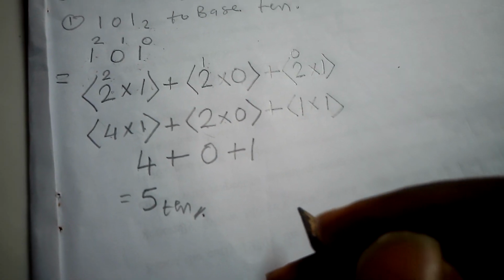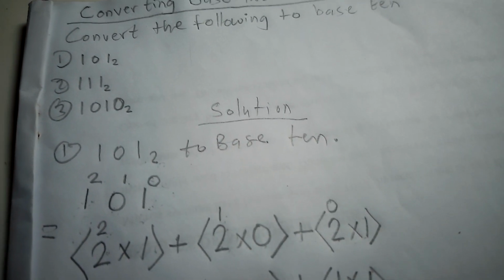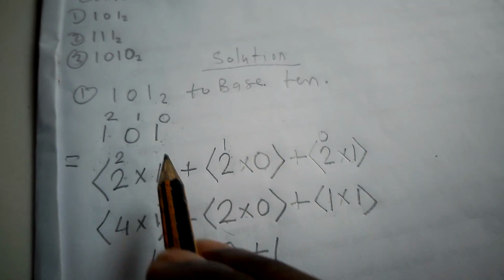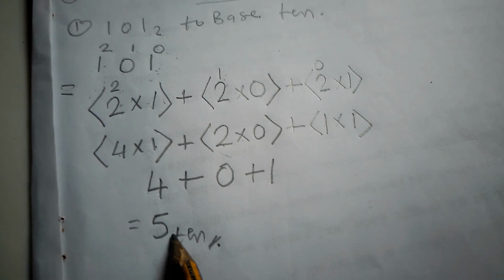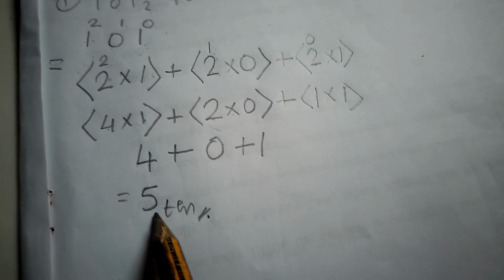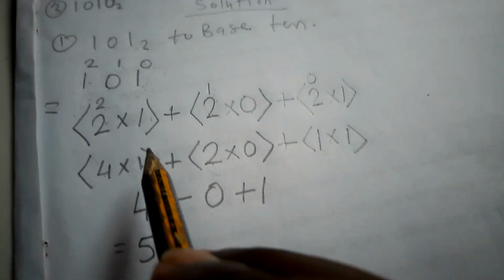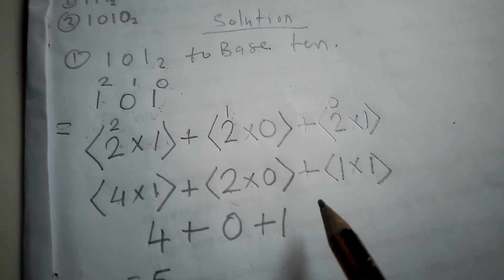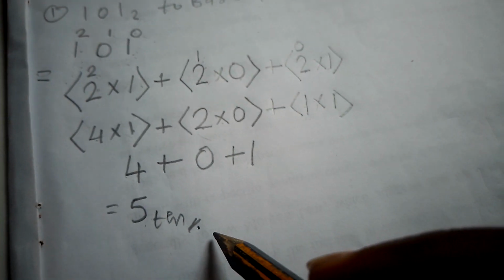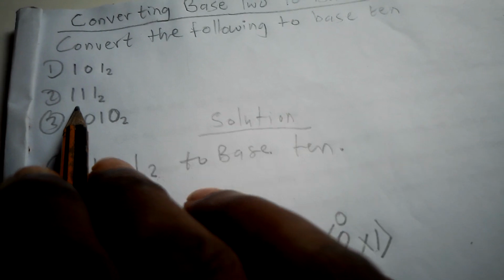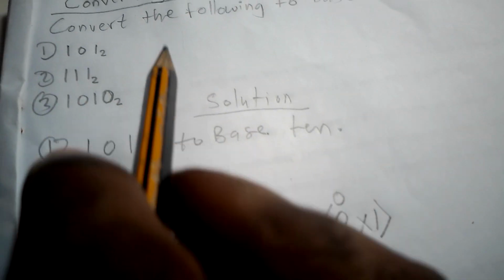Stop. So that means 101 base 2 is equals to 5. You could pause the video and try converting 5 to base 2 and see if it gives you the same answer, which definitely will give you the same answer. Okay, let's move on to the second example, which says 111 base 2 to base 10.